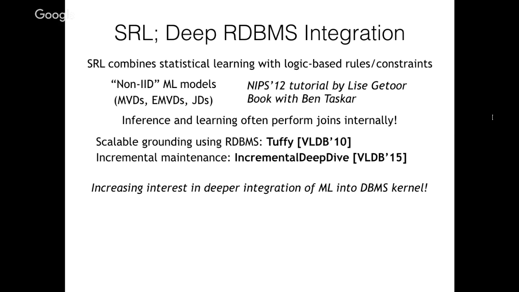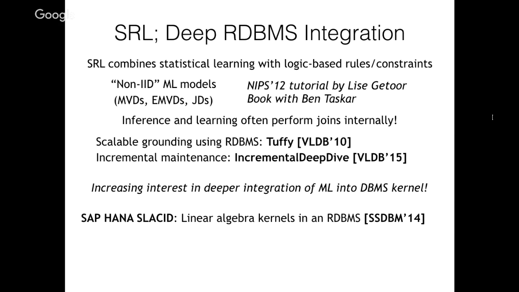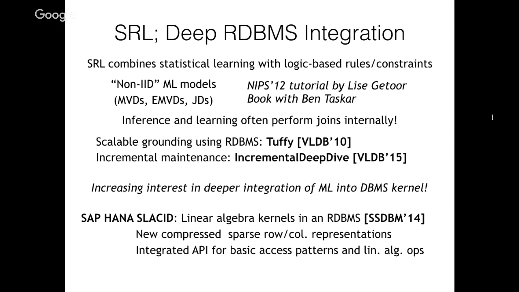And finally, just to wrap up this portion of the tutorial, there's increasing interest in pushing ML all the way to modifying the DBMS kernel itself. SAP had a recent paper in SSDBM where they talked about creating new linear algebra kernels inside the RDBMS. They came up with new compressed sparse row and column representations for representing matrices, and they integrated an API for different access patterns for computations on top of these matrices and linear algebra operations.